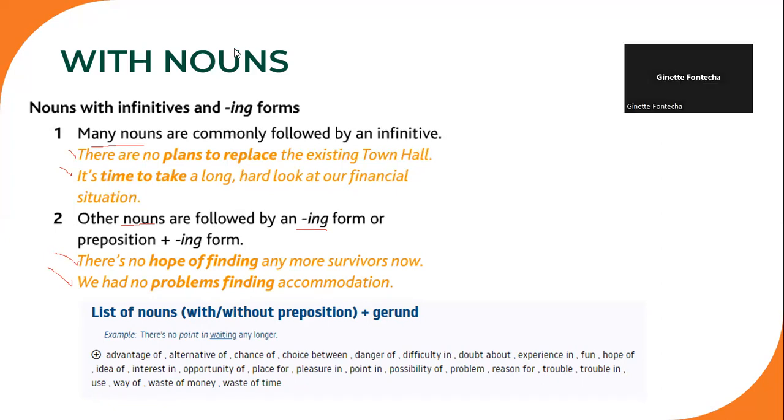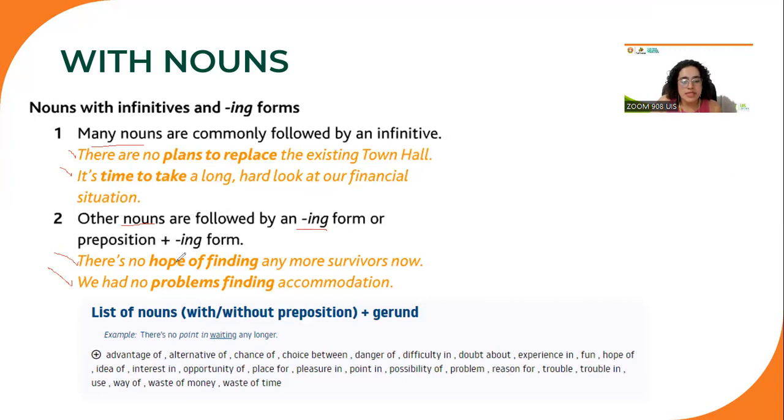There is no hope of finding any more survivors now. And second, we have no problems finding accommodation. Okay, so these are some nouns that we use with ing. Hope of finding, this is the preposition of. Oh, problems. I had no problem doing that. We have no problems finding accommodation, okay?